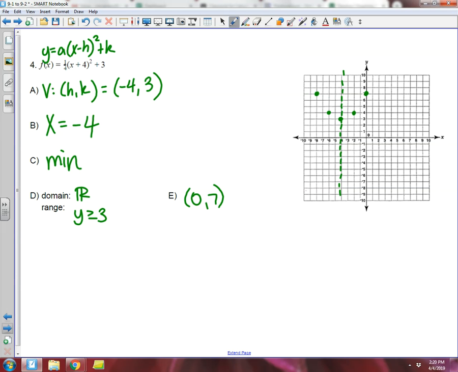Does it look like a U? This U is a little wider than we're used to. And I will show you why that is later. Okay. It's a little wider than what we have typically graphed.